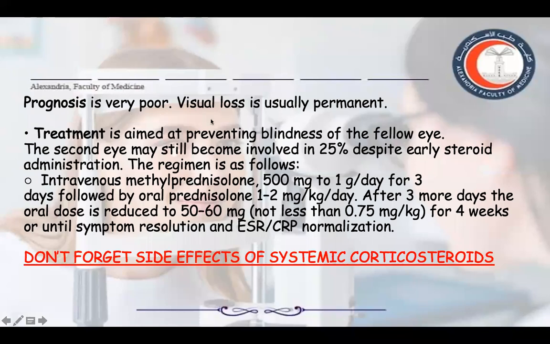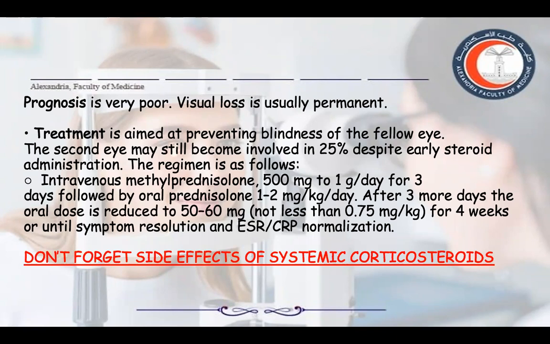Prognosis is very poor. Visual loss is usually permanent. Yes, GCA that caused anterior ischemic optic neuropathy will result in blindness in this eye. In most cases, our aim is preventing blindness of the fellow eye, the second eye. Here is a very sad fact: even if you started your treatment early, the other eye will be affected in 25% of the cases, despite early intervention and treatment.